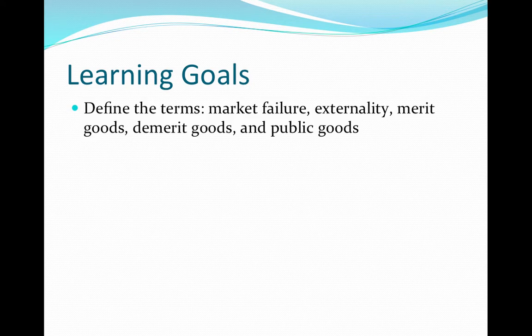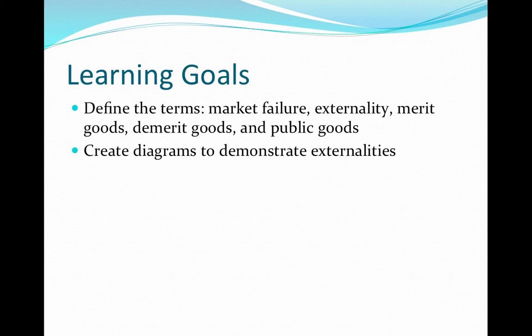We're going to be learning about market failures and something called externalities. We'll also be looking at demerit, merit goods, and public goods. Now, this specific video lecture will focus mostly on market failure, externalities, and demerit goods, and more specifically, negative externalities. So you get a few terms on this one. The following video will be positive externalities and then public goods.